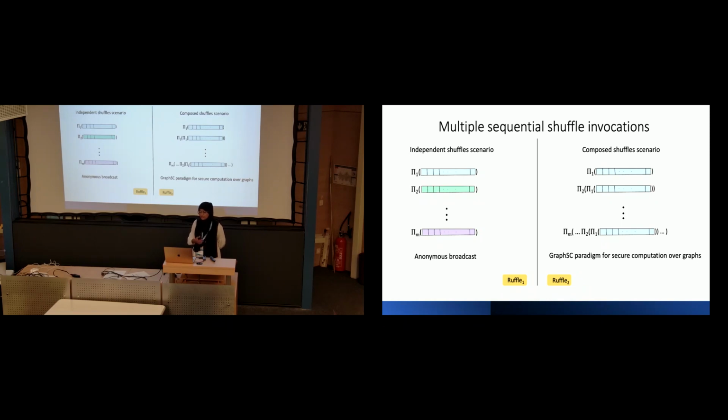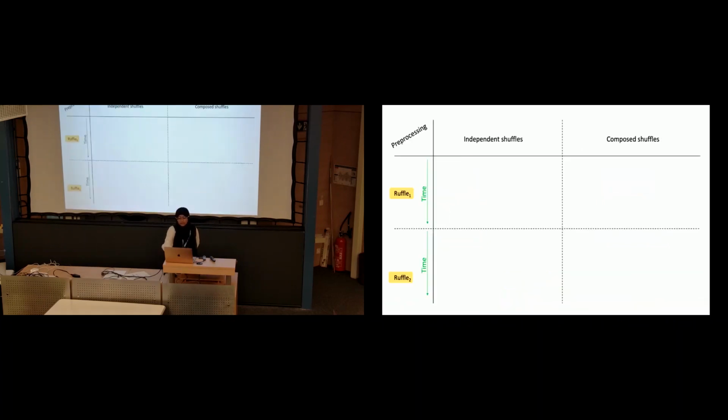And while the online phase of both these protocols is similar, and it requires performing M shuffle invocations sequentially, it is in the pre-processing phase where we are able to generate the required pre-processing data for the M sequential shuffles in parallel. And the way Ruffle 1 and Ruffle 2 differ is that Ruffle 1 is designed to leverage the independence of the shuffles in the independent shuffle scenario and use that to attain a pre-processing phase where the pre-processing data for the M shuffle instances can be generated in parallel.